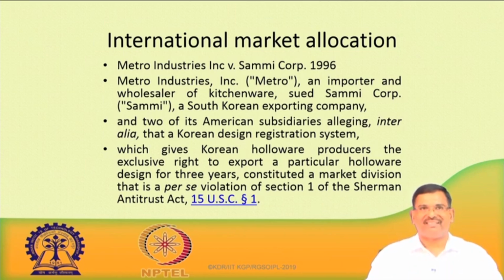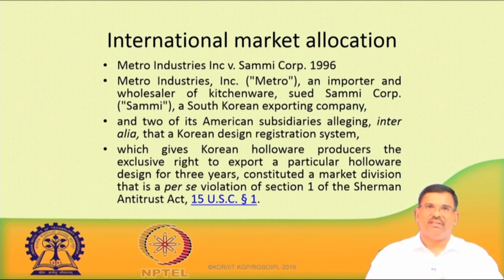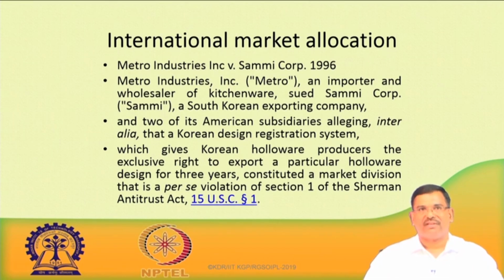In this particular case, Metro Industries Agency versus Sami Corporation, a 1996 case, Metro Industries is an importer of wholesale kitchenware products from Korea, and Sami is a South Korean exporting company. So, remember, this is an international market. Can you do an international market allocation, whether it is a violation of a domestic law? This is considered by the US authorities.